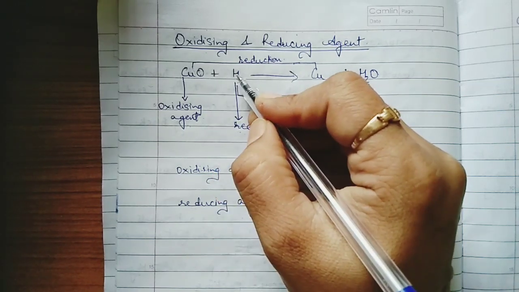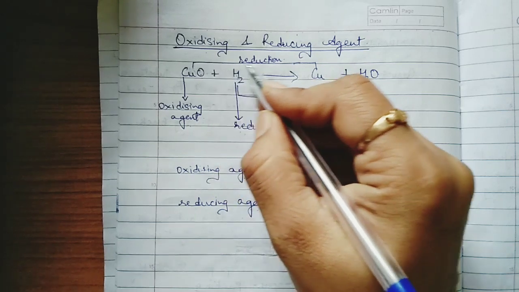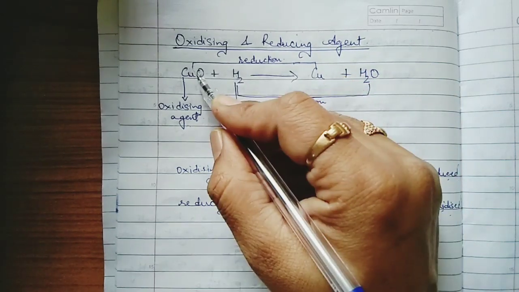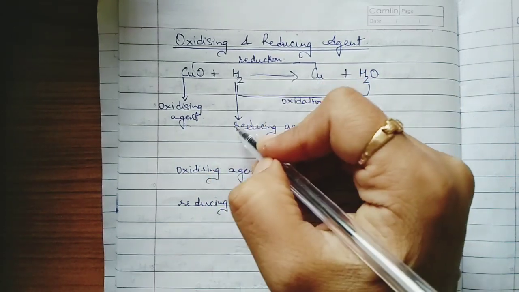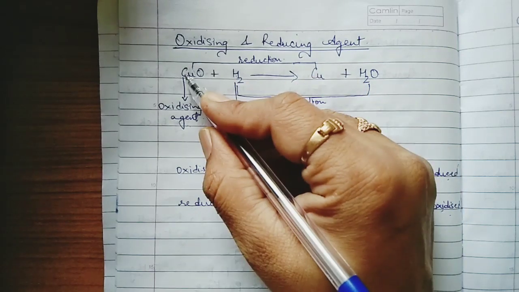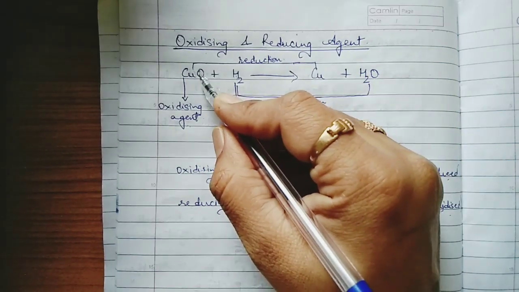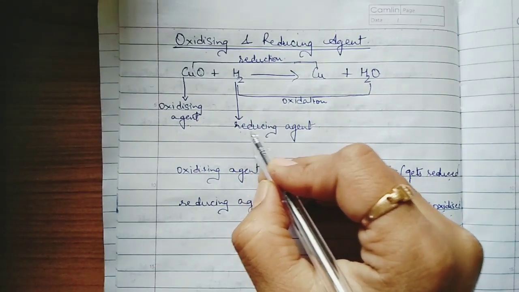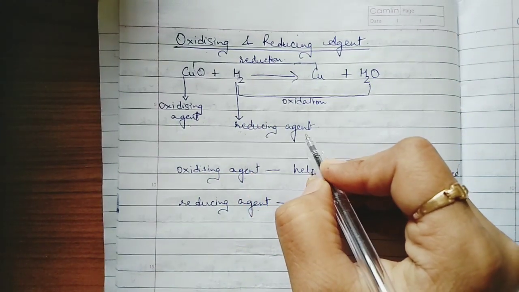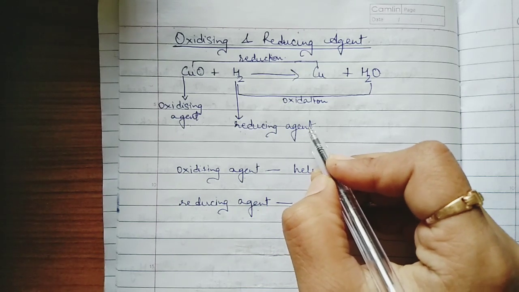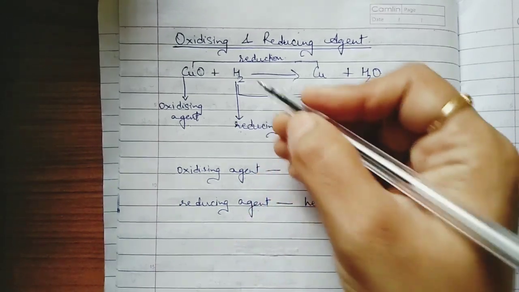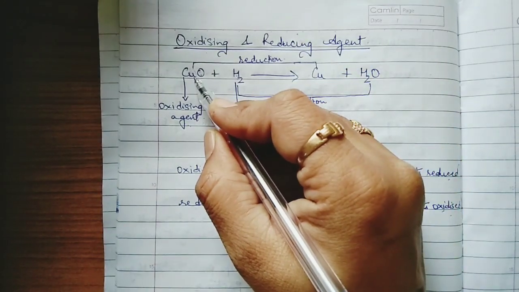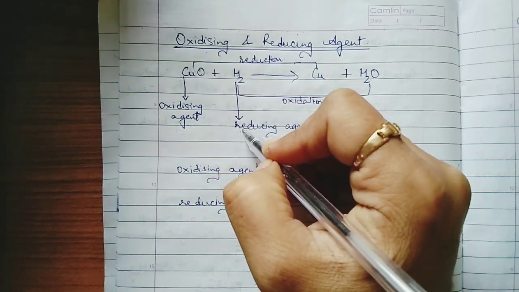That means H2 was helping in the reduction of CuO by gaining that oxygen. That means H2 was acting as a reducing agent. It was acting as a reducing agent because it was helping in the reduction of CuO. So H2 becomes a reducing agent.